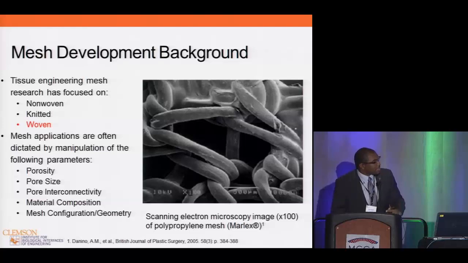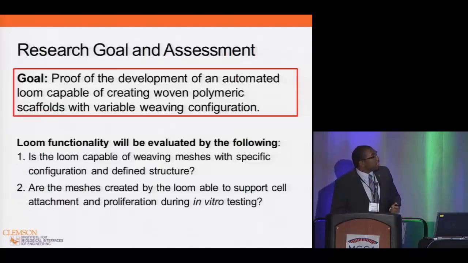When I say mesh configuration, I mean the actual weaving pattern, the way that the fibers are arranged within the mesh construct. So the goal for this work was to prove that the loom that we developed was capable of creating these woven polymeric scaffolds, and that those scaffolds were able to have variable weaving configurations.